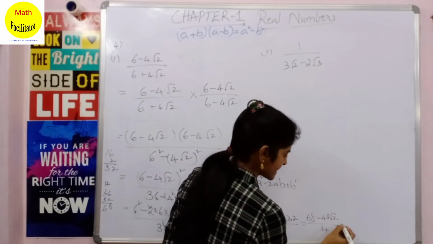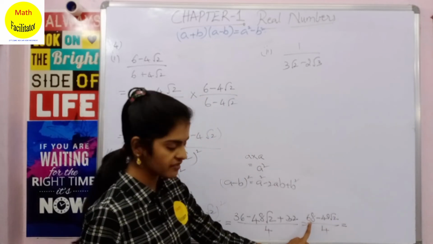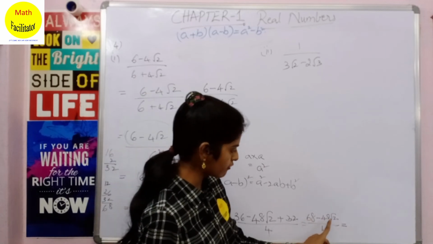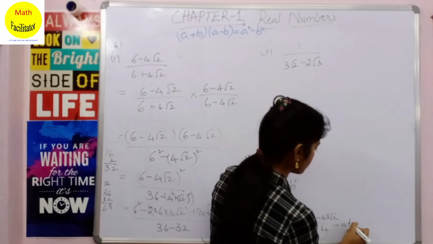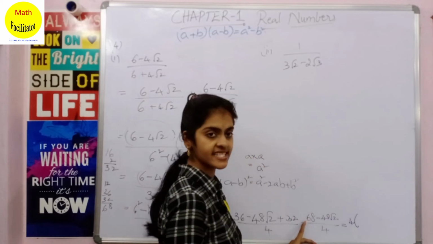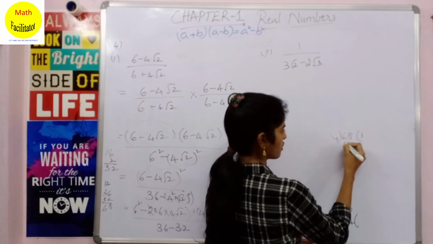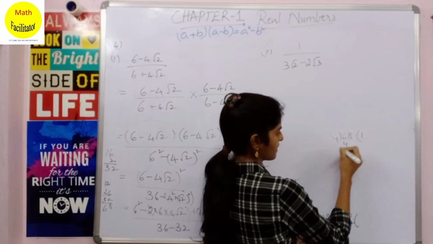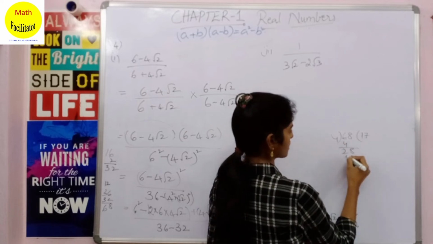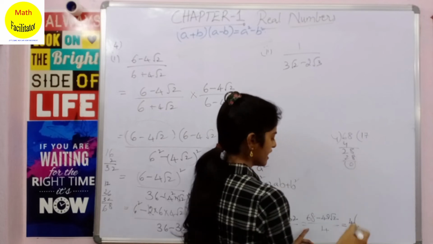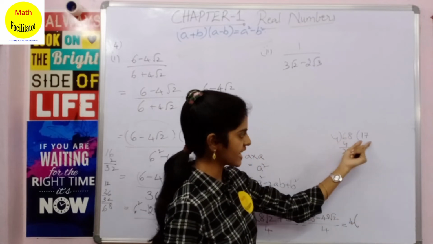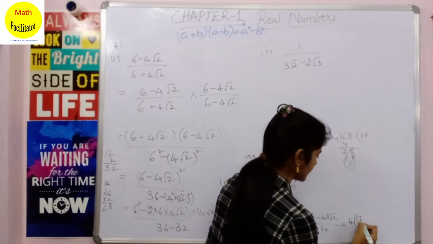Now you can see here that you can take 4 common from this. From 68 and 48 you can take 4 common. So if you take 4 common, what happens to 68? 68 divided by 4: 4 1s are 4, so the remainder is 28. Now 4 7s are 28. So if you take 4 out of 68, you are left with 17.